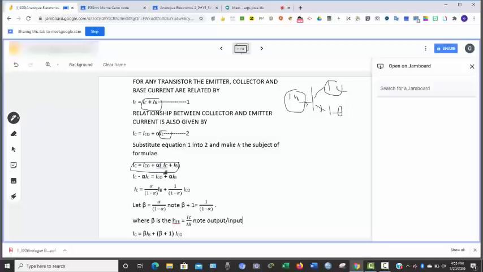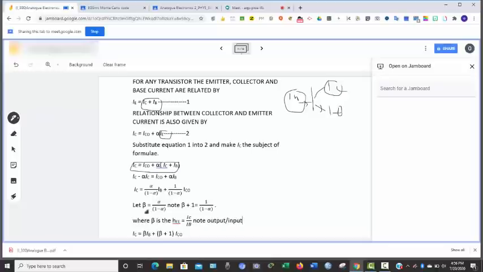So if I have this, I can open the bracket. I will have IC is equal to ICO plus alpha IC plus IB. Then I can have IC minus alpha IC is equal to ICO plus alpha IB. I can now make IC the subject of the formula. I will have 1 minus alpha. Then I have alpha here already. So alpha over 1 minus alpha IB plus 1 over alpha minus ICO.